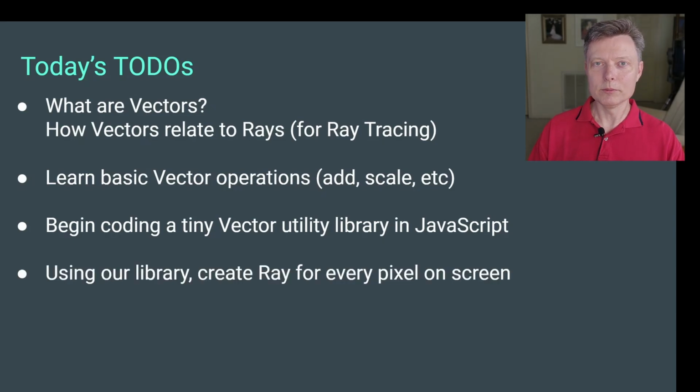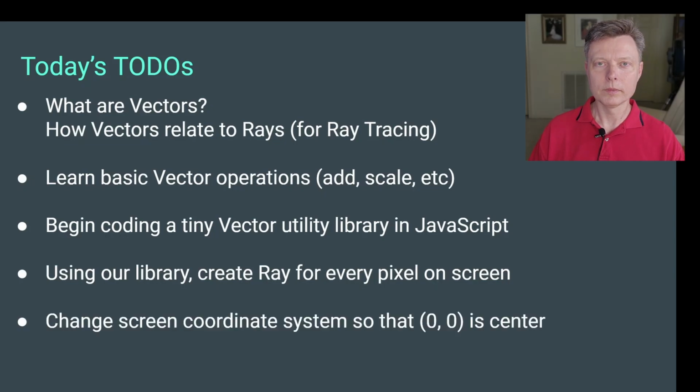And then right away, we'll use our new vector library to create a ray for each pixel on the screen. Now, if you recall from last time, we still had the screen coordinates as being 0, 0 in the top left-hand corner, all the way down to the bottom right-hand corner, which was canvas width and canvas height.